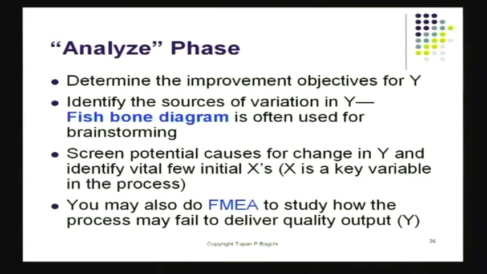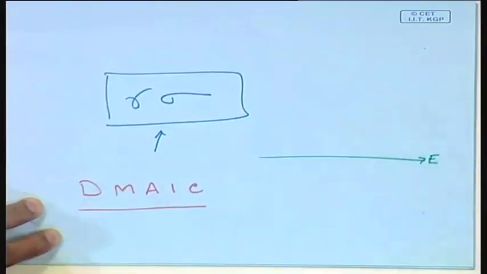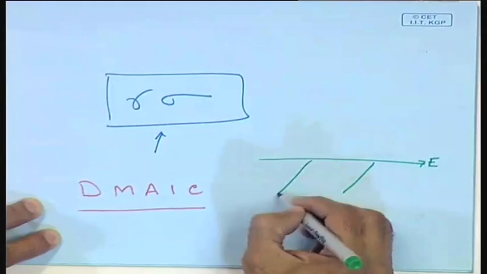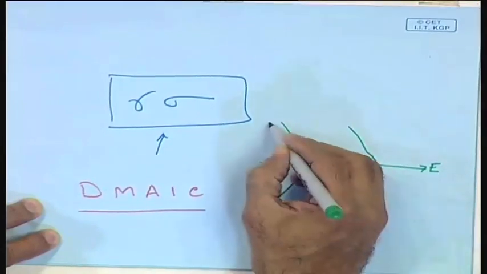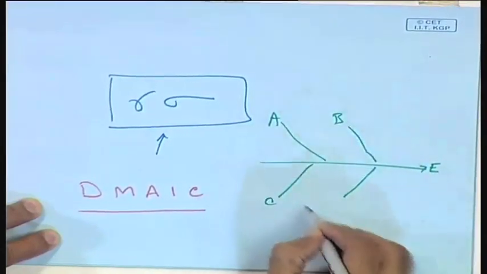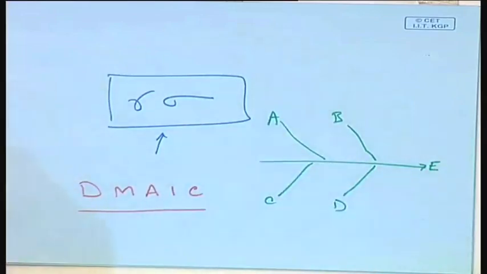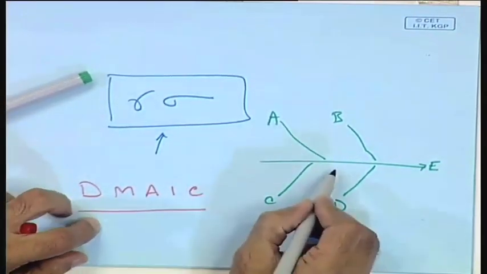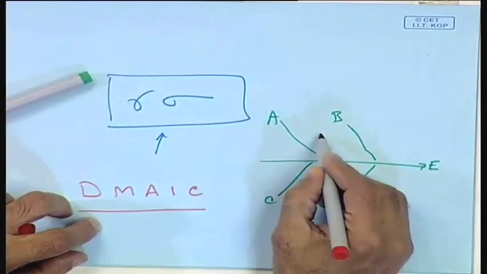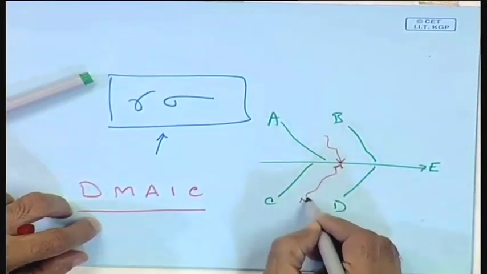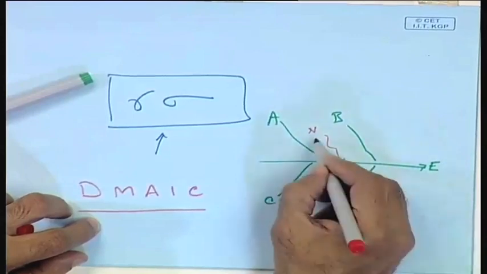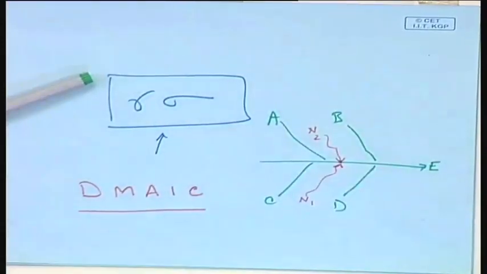Then you've got the analysis phase where you probably will be using the fishbone diagram. I find the fishbone diagram extremely handy. If I can remind you of what that fishbone diagram is, the effect is at the end, and then I've got various causes. These causes are A, B, C, D, and perhaps even noise factors. Perhaps there will be some noise factors also that would be disturbing the process. I may have some noise factors also, N1 and N2. This diagram is the fishbone diagram.